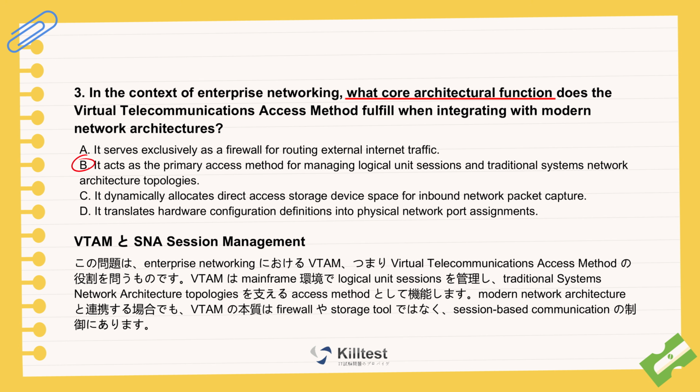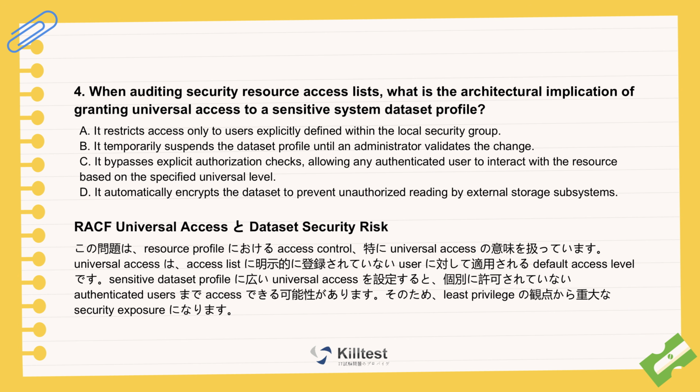Okay, so we've got the network roads built. But who is allowed on those roads? Let's talk security. Question 4. When auditing security resource access lists, what is the architectural implication of granting universal access to a sensitive system dataset profile? The correct answer is C.